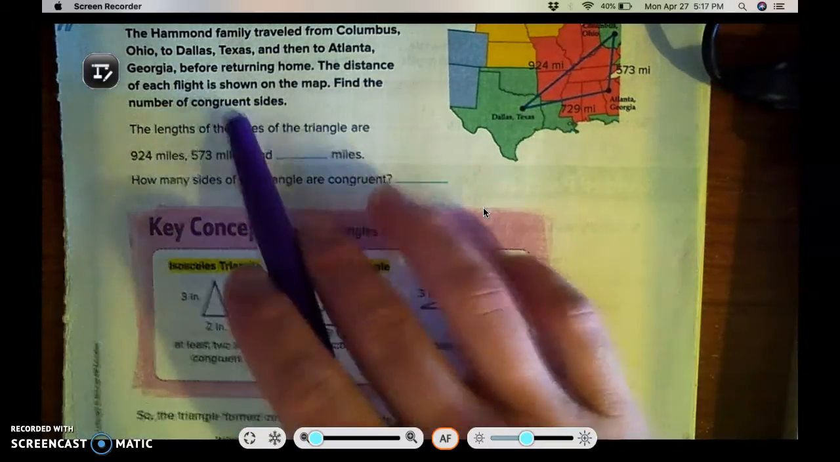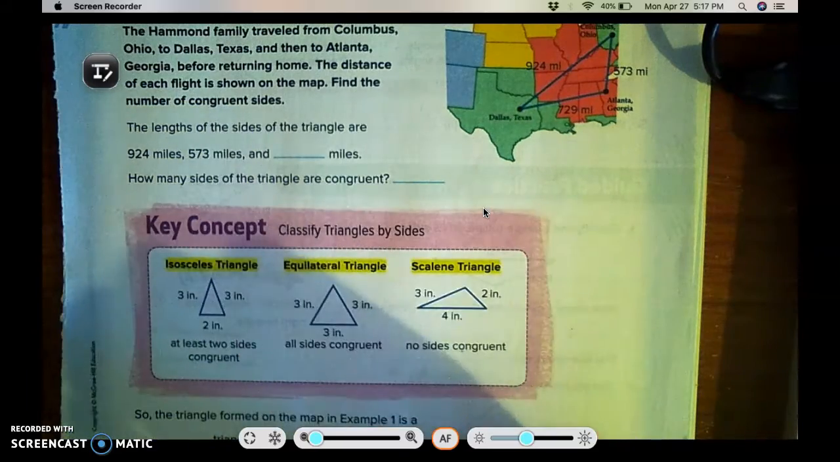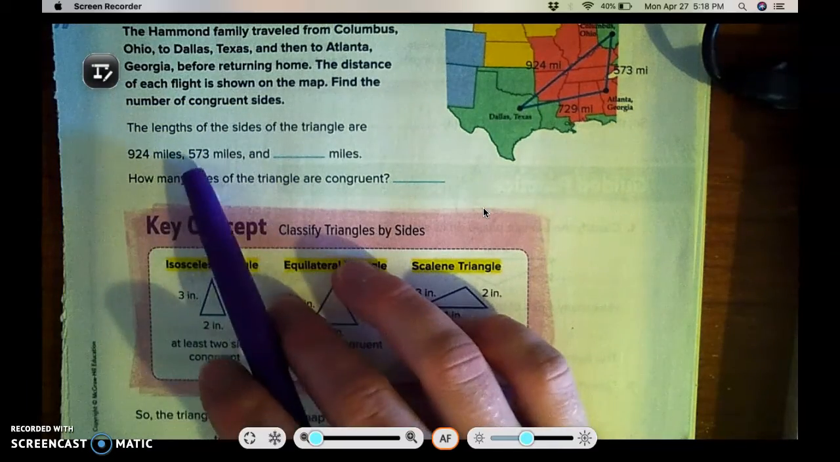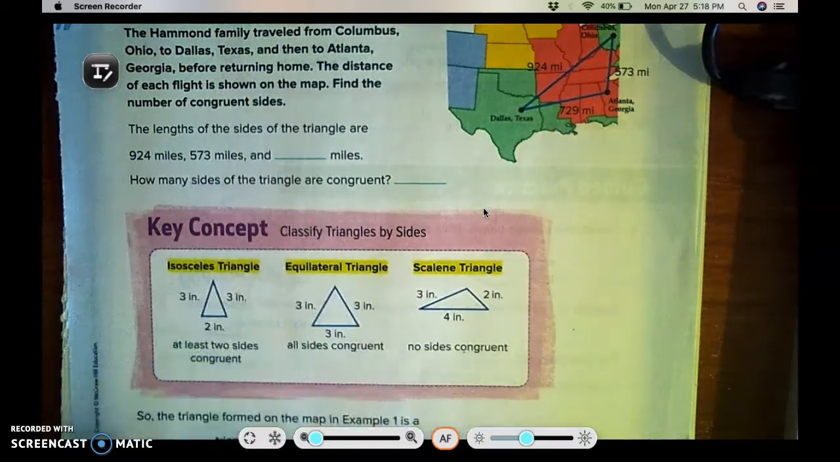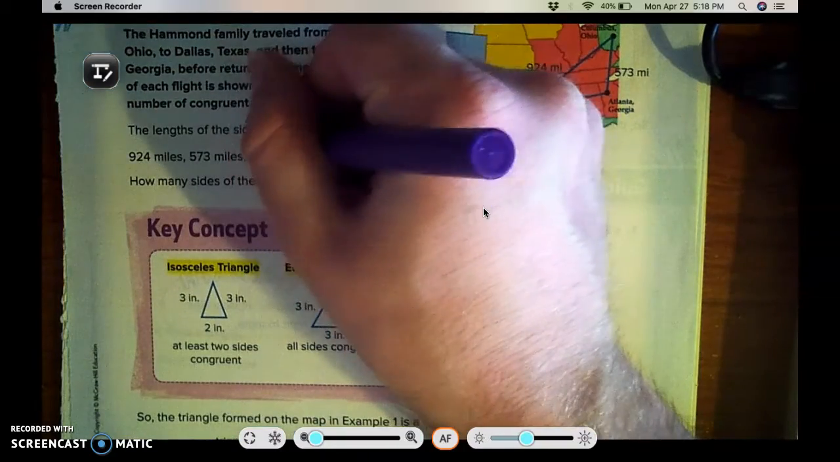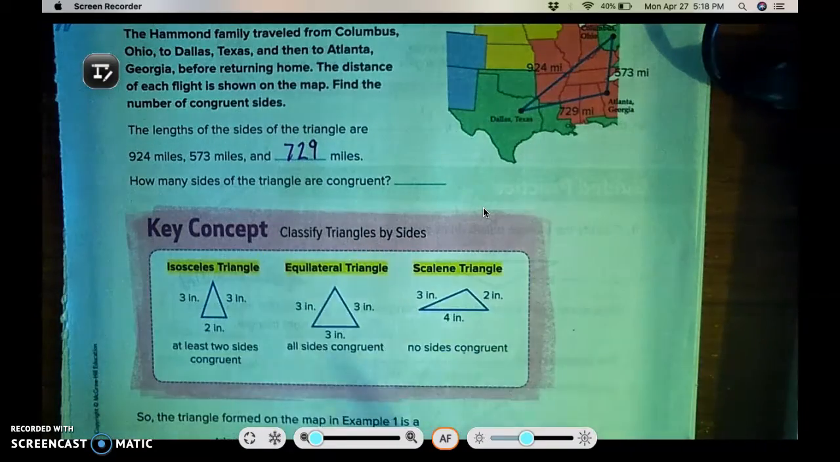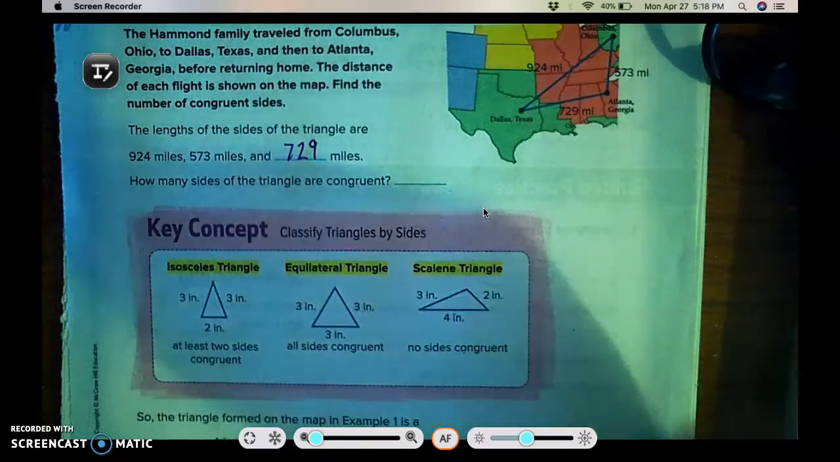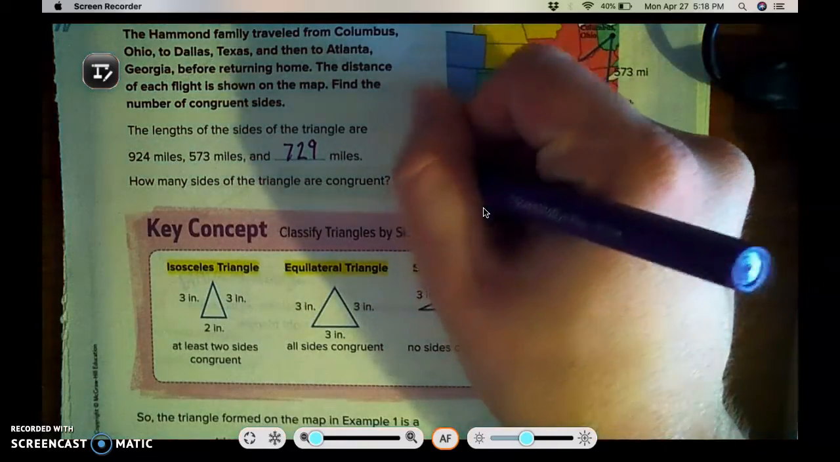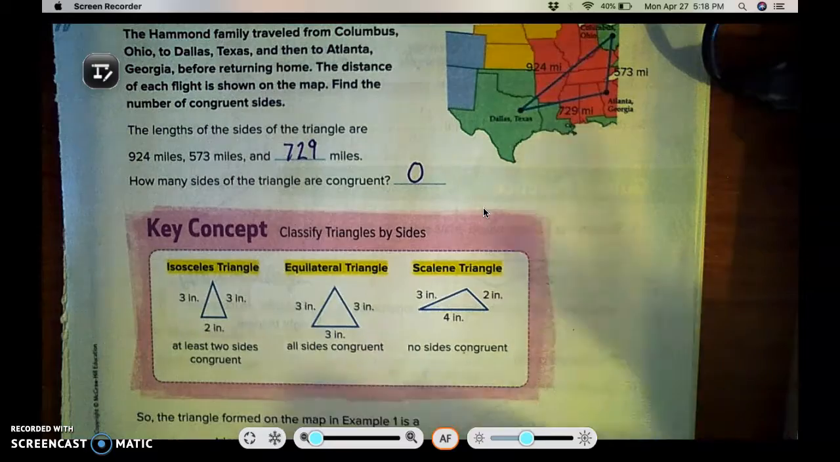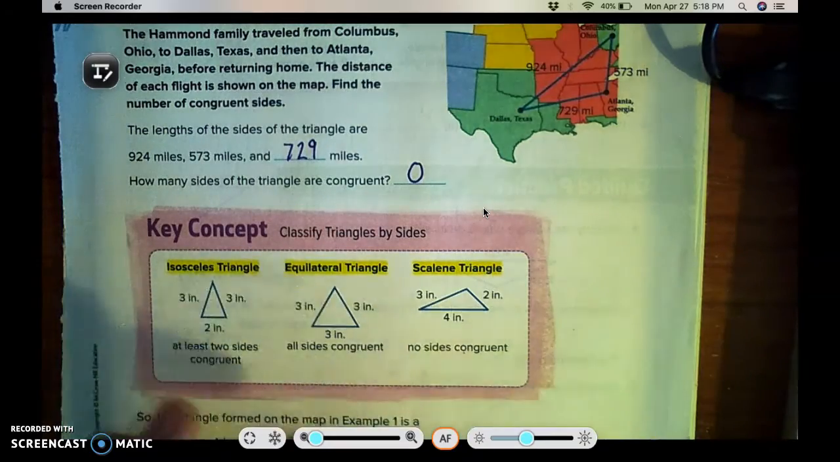Now remember, congruent means equal or the same. So it shows that they're 924, 573, and the last one was 729. All of those are different numbers, so they are not congruent at all. So there's 0 congruent sides. None of them are equal or the same length.